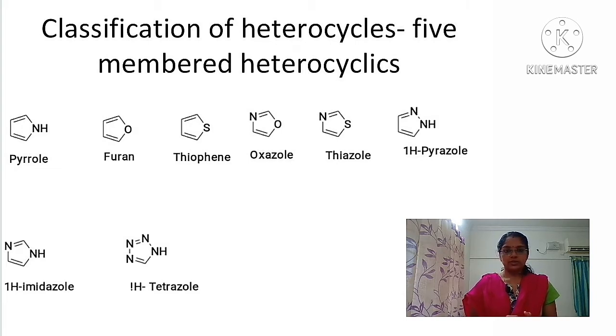Next is pyrazole. Pyrazole contains 2 nitrogen atoms. Thiazole is another example of a 5-membered heterocycle which contains nitrogen and sulfur as the heteroatoms. Another important example is imidazole. Imidazole also contains 2 nitrogens as the heteroatoms. Another example is tetrazole, and it contains 4 nitrogens as the heteroatoms.